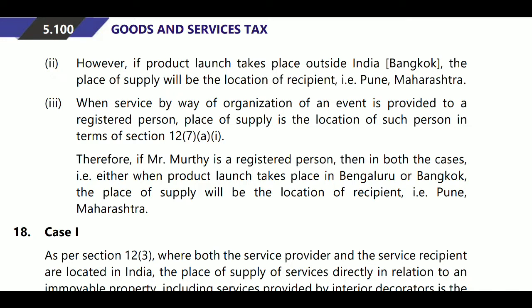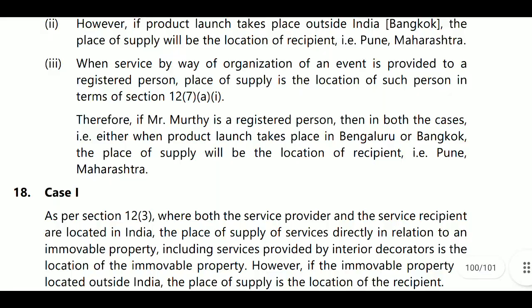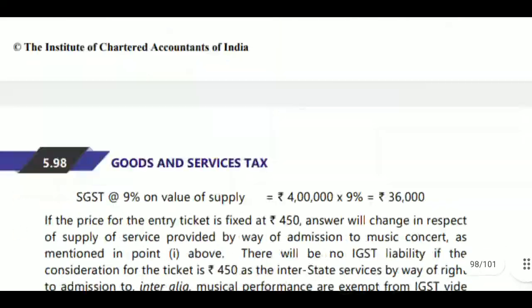That is, place of supply will be the location of such person if he is a registered person. So if Mr. Murthy is a registered person, then in both cases, whether the conduct of the event is at Bengaluru or at Bangkok, the place of supply will be the location of the recipient. Either when the product launch takes place in Bengaluru or Bangkok, the place of supply will be the location of the recipient, that is Pune, Maharashtra.